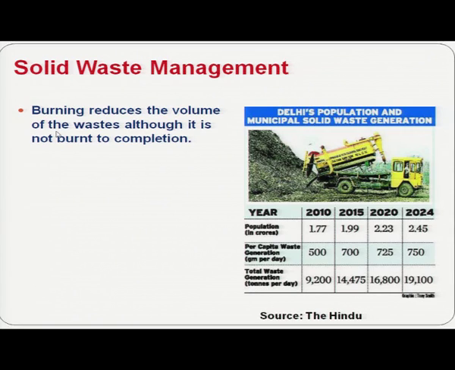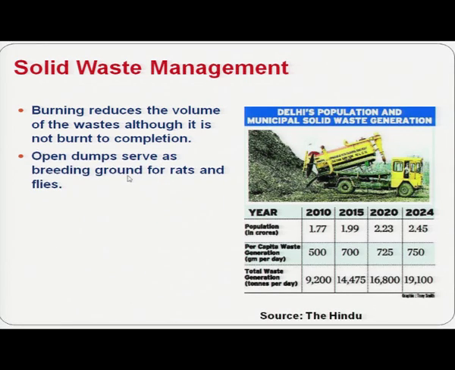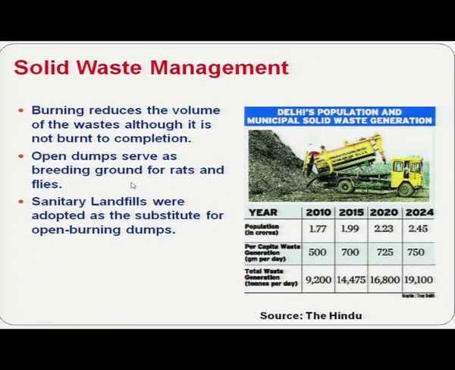And what are the traditional measures which are being taken to reduce this solid waste? Number 1, burning. It reduces the volume of the waste, but it does not burn to completion. Moreover, it again creates air pollution. One kind of pollution is again leading to another kind of pollution. So, this is not a feasible or long term solution for our problem. Then open dumps. If they are dumped in the open, they can serve as breeding ground for rats and flies, as I told you earlier, and it can spread epidemics and many diseases.